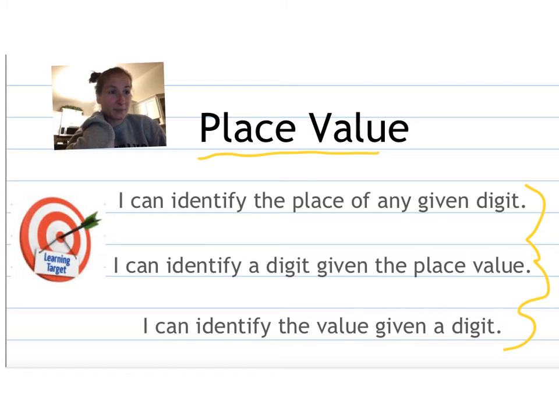I can identify the place of any given digit. I can identify a digit given the place value, and I can identify the value of a given digit. So go ahead, pause, think about what you know before we start.